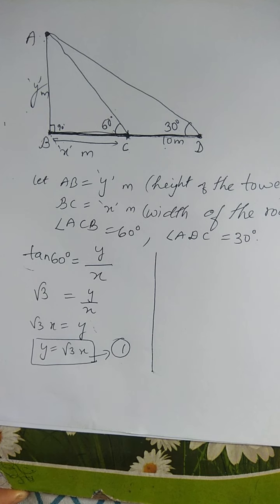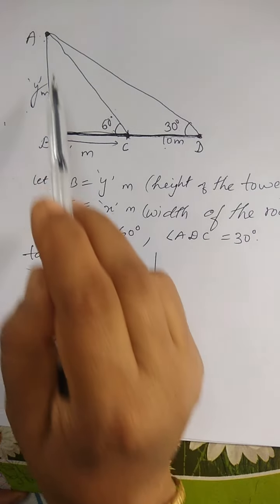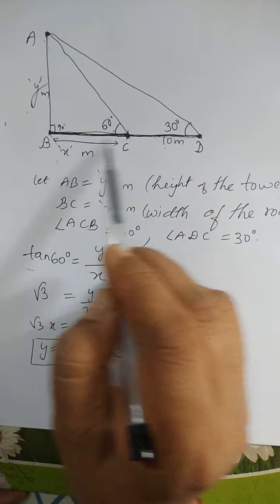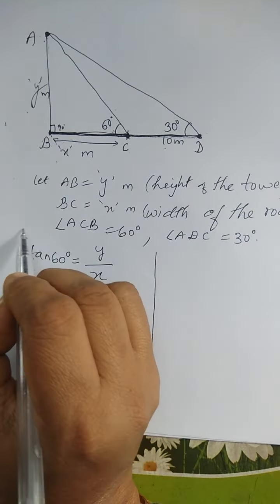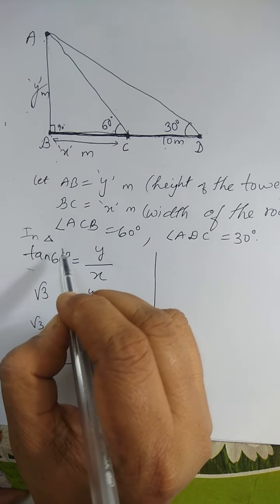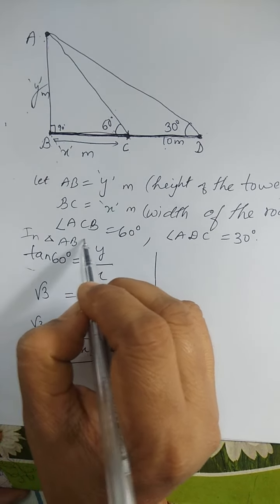Now use the formula or use the ratio in another triangle, that bigger one. Okay, this ABD. You write down here in triangle ABD.